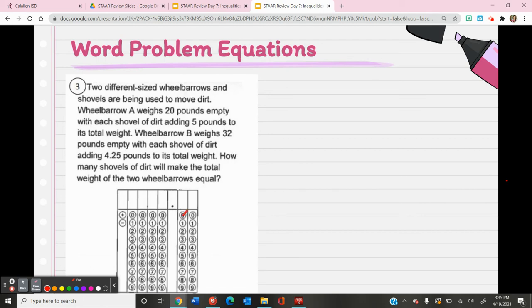So for wheelbarrow A, empty, it is 20 pounds. For every shovel of dirt, it adds 5 pounds, so this would be plus 5x. Now this would be equal to the amount of dirt in wheelbarrow B. Wheelbarrow B starts off with 32 pounds, plus, for every shovel of dirt, it's adding 4.25 pounds, so 4.25x. This is the way you would model this equation.